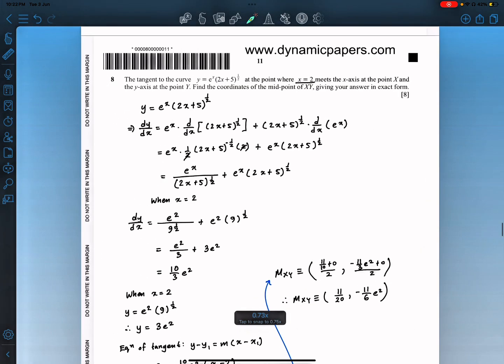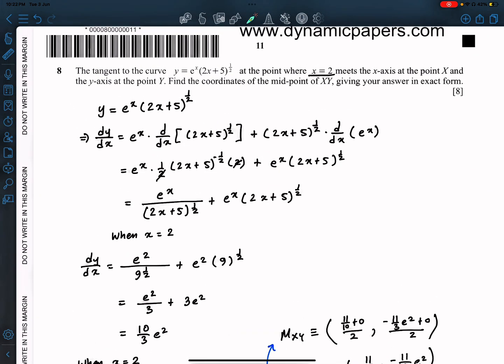Question number 8. The tangent to the curve y equals e to the x times (2x plus 5) to the half at the point where x equals 2 meets the x-axis at the point X and the y-axis at the point Y. Find the coordinates of the midpoint of XY, giving your answers in exact form.